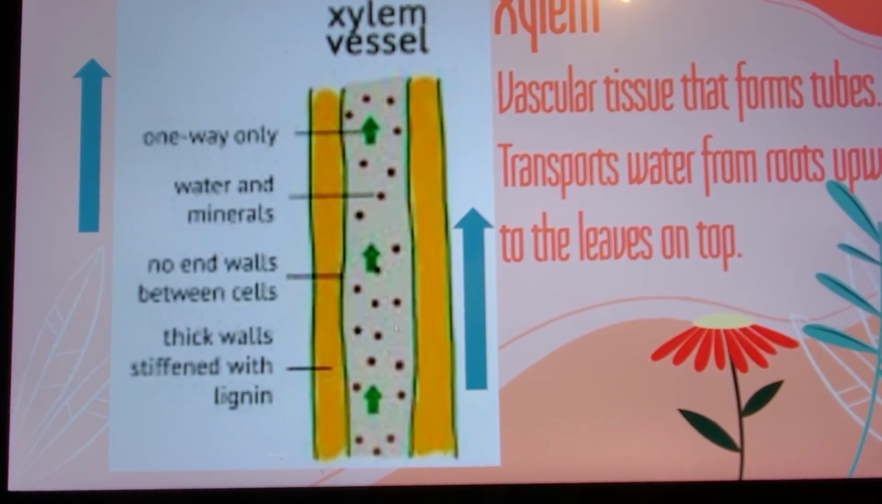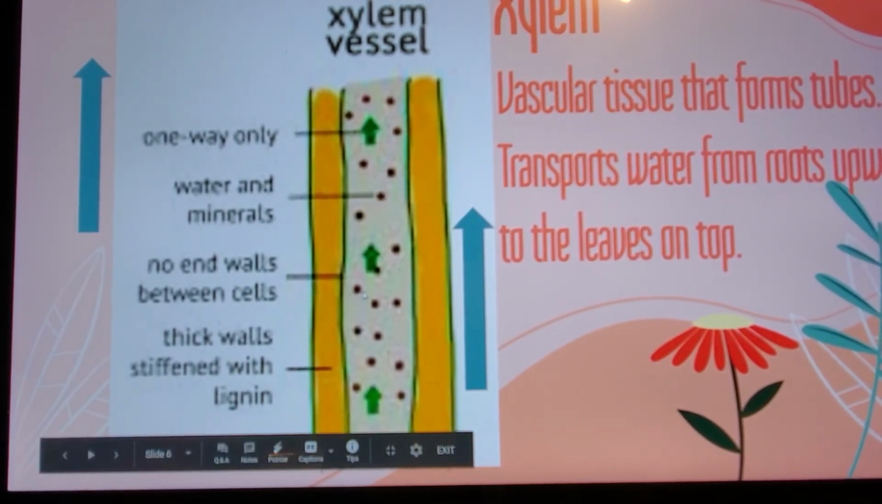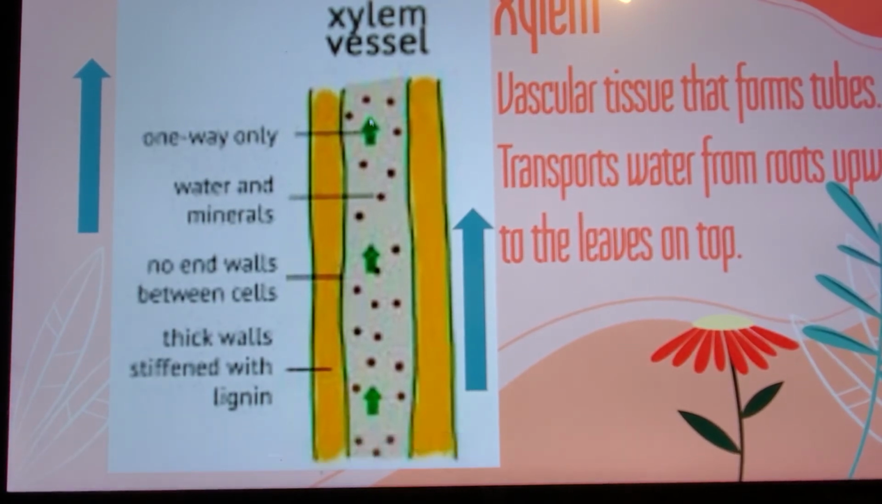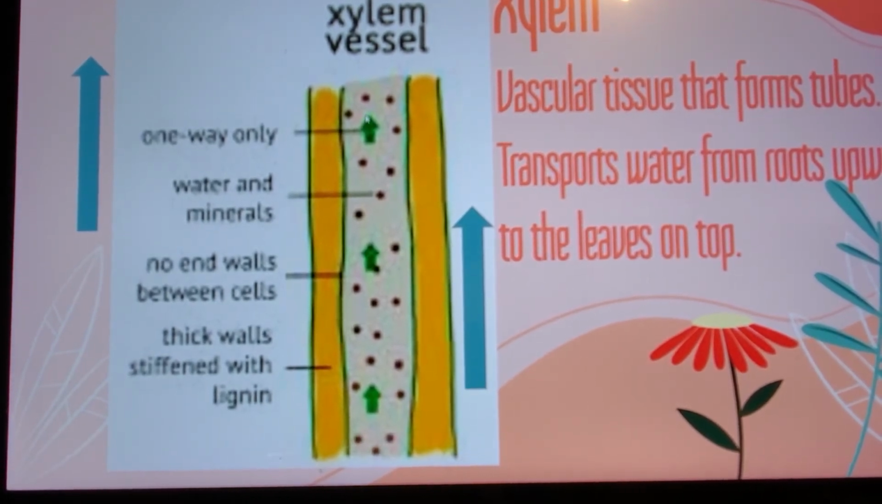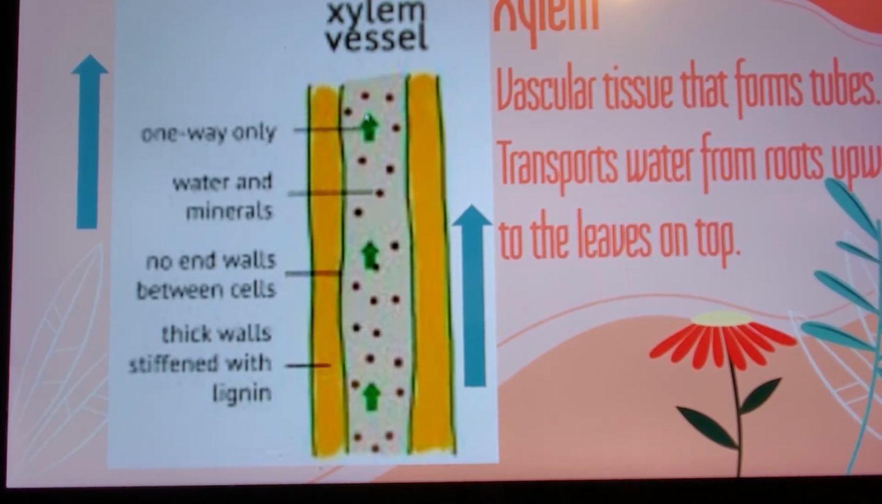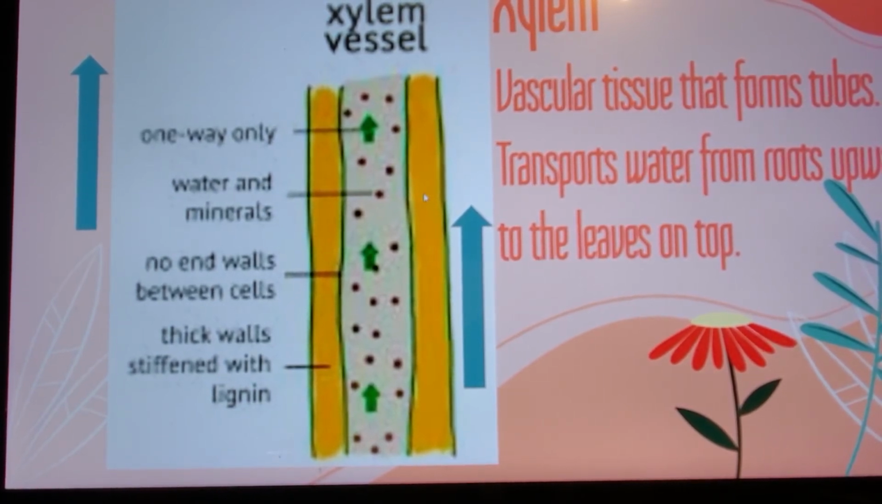There are cells here. These are different cells, but there are no cell walls between them. They all just make one big tube together so that water can travel through there. And then the outside wall that makes this tube or the straw is pretty tough. It's pretty hard. And that helps make the plant a little tougher, a little harder as well.